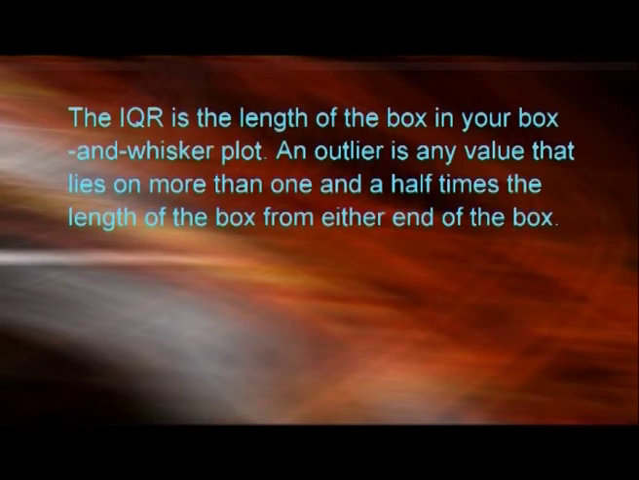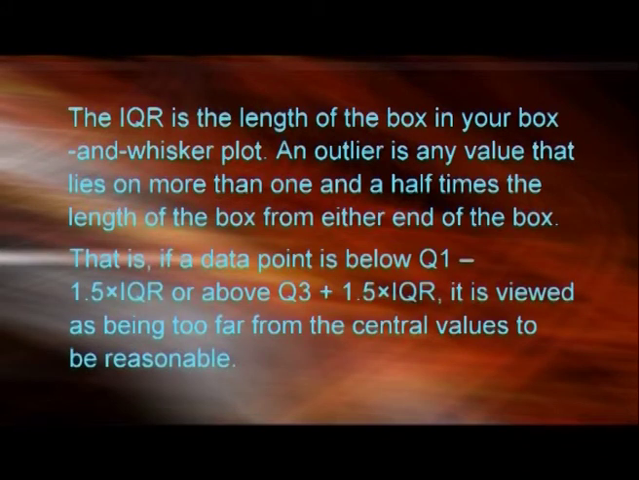The IQR is the length of the box in your box and whisker plot. An outlier is any value that lies more than 1.5 times the length of the box from either end of the box. That is, if a data point is below Q1 minus 1.5 times IQR or above Q3 plus 1.5 times IQR, it is viewed as being too far from the center value to be reasonable.